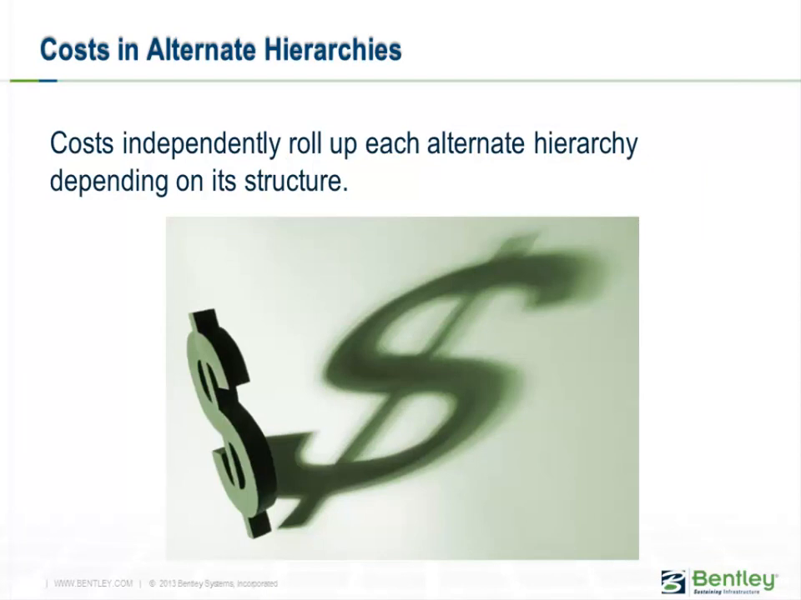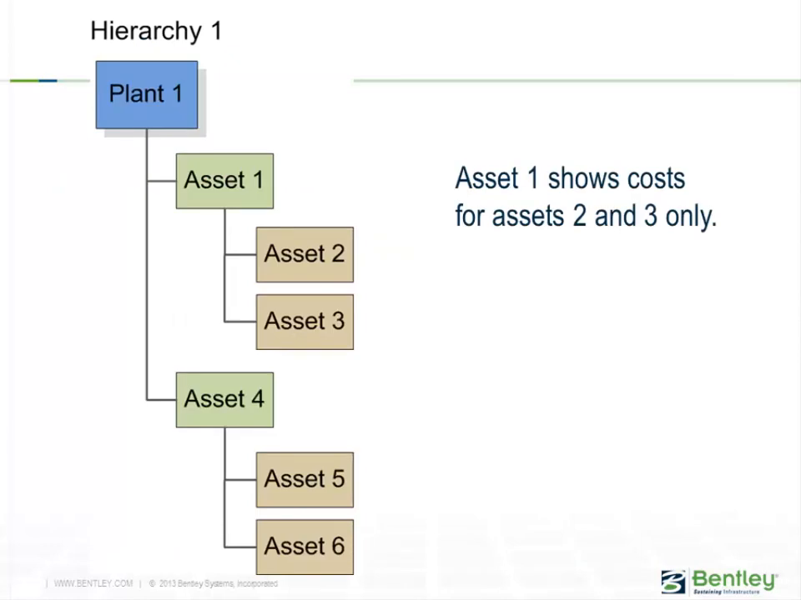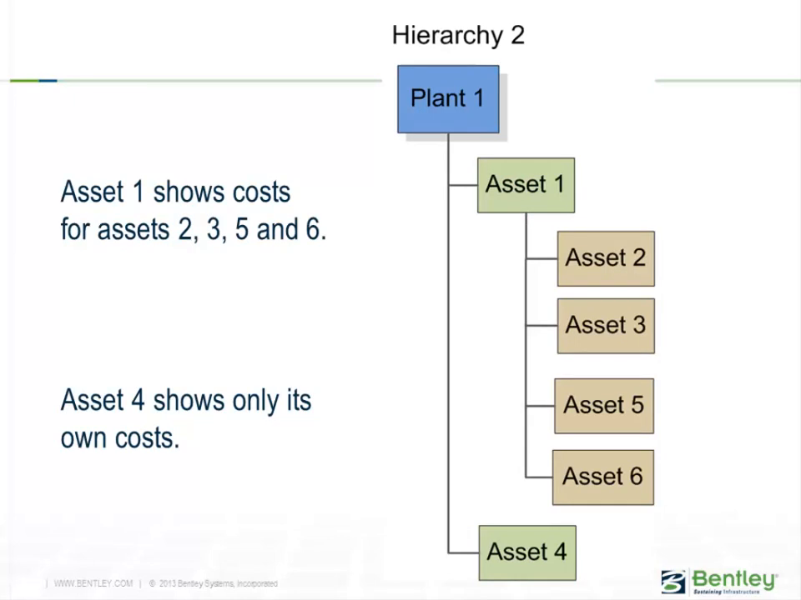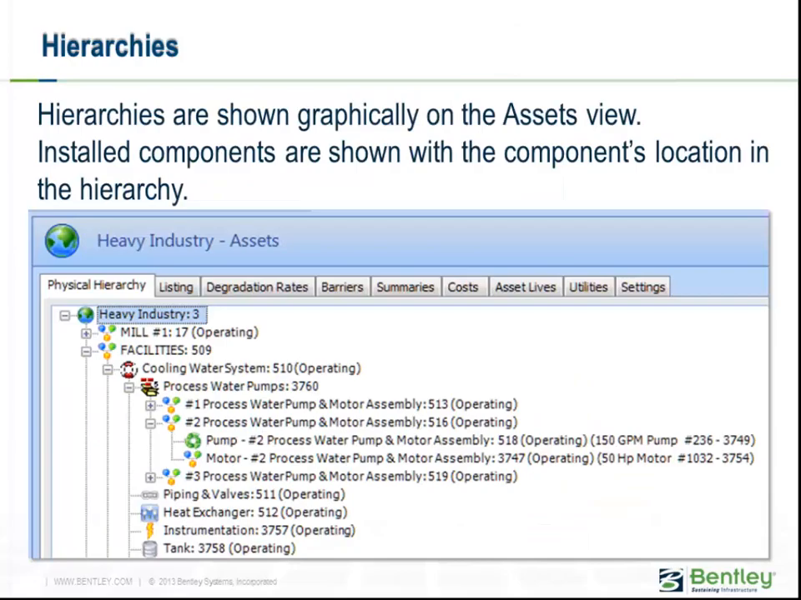Costs independently roll up each alternate hierarchy based on its structure. Here is an example. In hierarchy 1, asset 1 will show the cost for assets 2 and 3 only, while asset 4 will show costs for assets 5 and 6 only. In hierarchy 2, asset 1 shows a cost for assets 2, 3, 5, and 6, while asset 4 shows only its own costs.